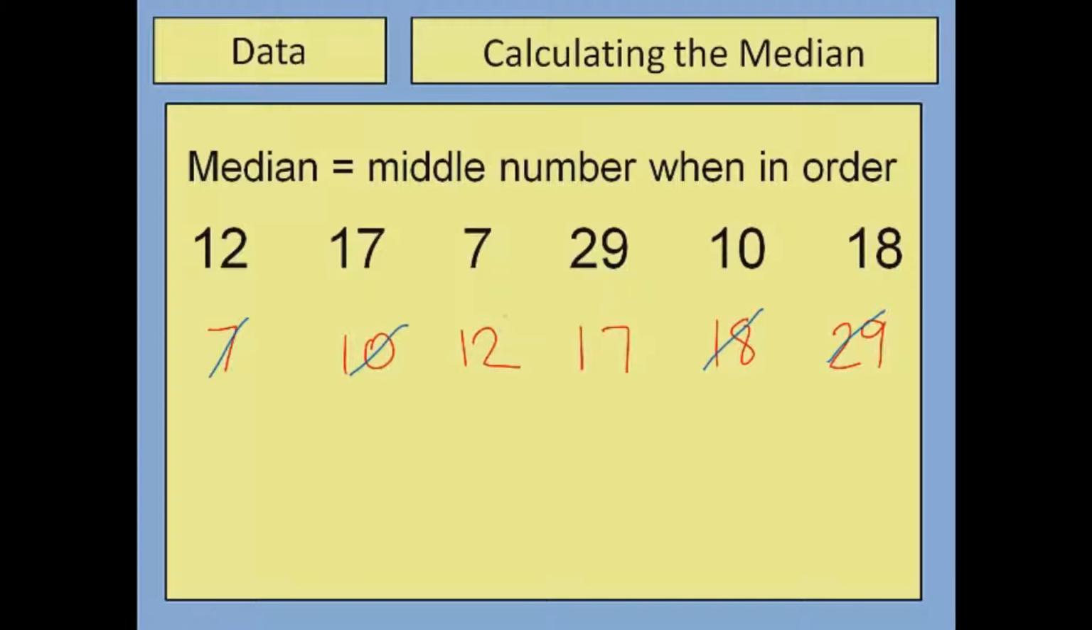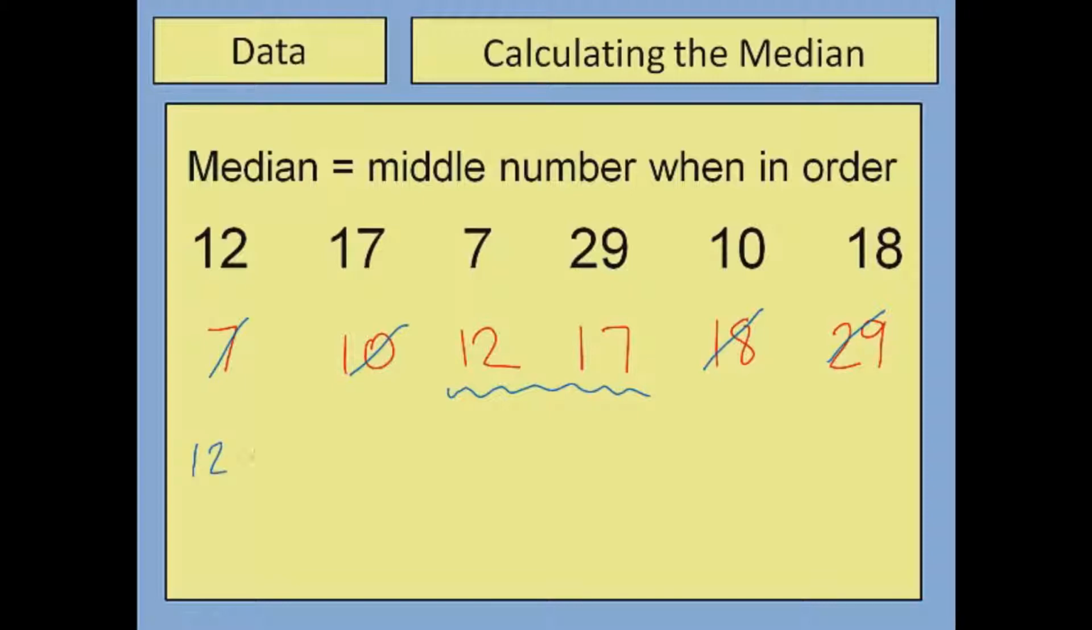Now, if I was to cross off 12 now, I would also have to cross off 17, and there'd be no numbers left. So what we end up with is actually two middle numbers, 12 and 17. Now they can't both be the median, so what we do is we find the number that would be halfway between 12 and 17, right in the middle. Now there's two ways to do this.